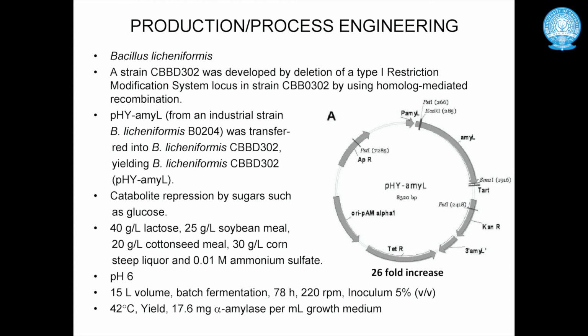The strain which is industrially used now has undergone a significant biotechnological modification. Now, the modification which has taken place is that this strain now is called CBBD302, in which there is single or double mutation or double knockout of type 1 restriction modification system in this bacterium, which means that the transformation efficiency of this bacterium is very low because of the presence of type 1 restriction modification system.